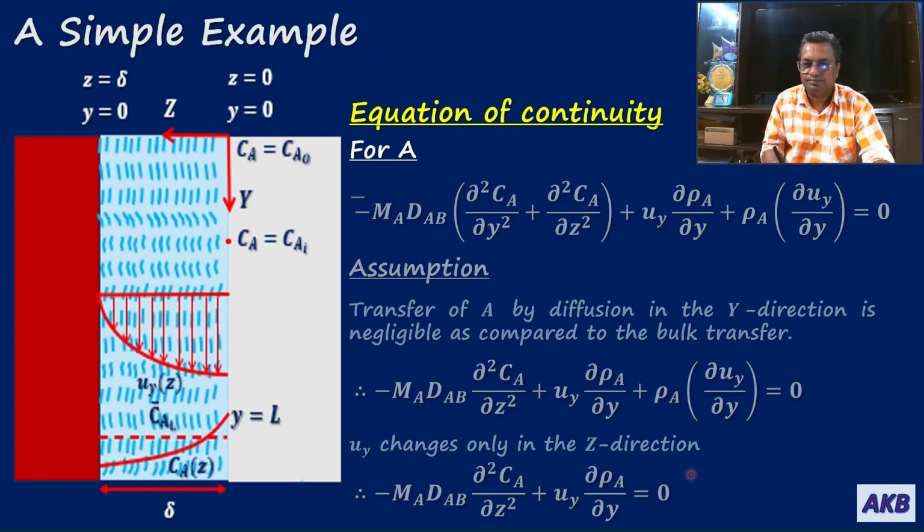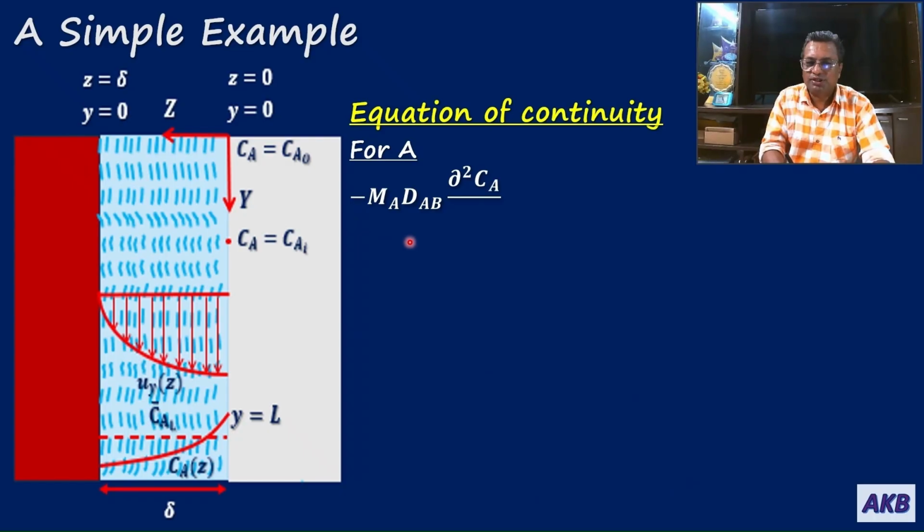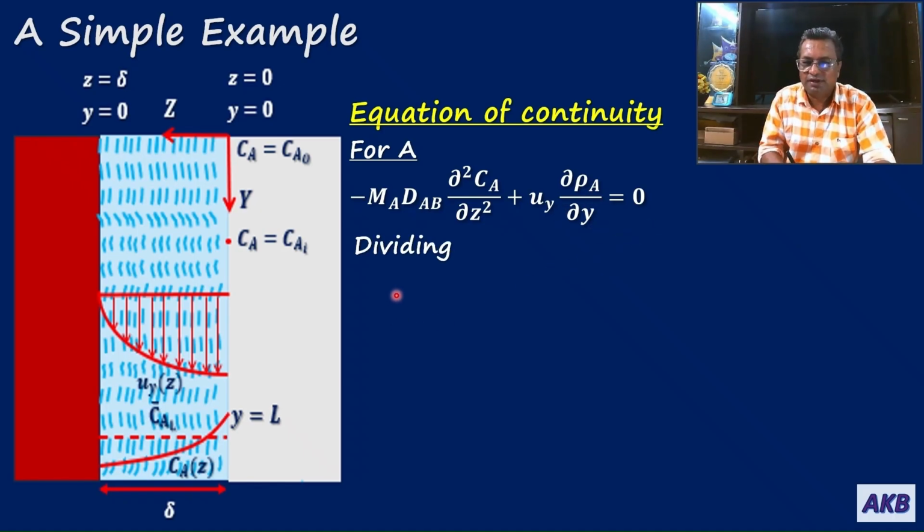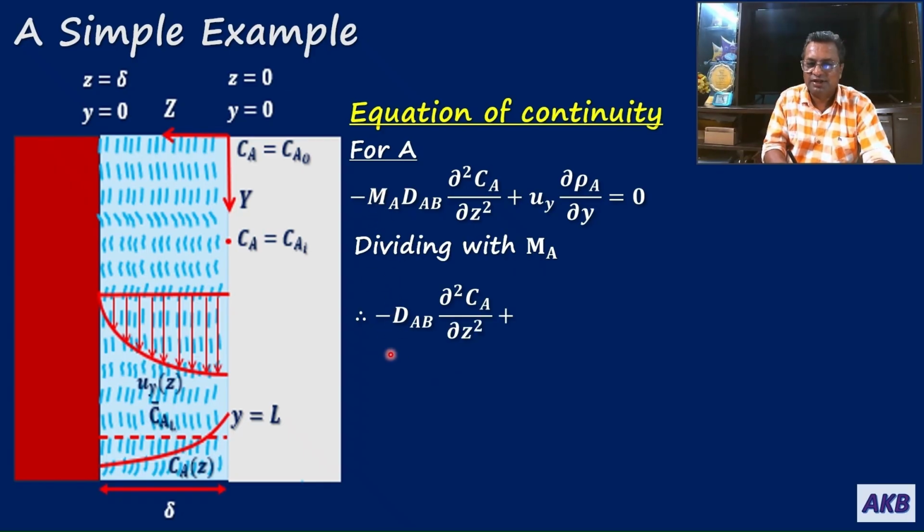Let us move ahead. So previously we got this equation: minus MA into DAB ∂²CA/∂z² plus uy into ∂ρA/∂y is equal to 0. Now what I will do, I will divide this equation with MA, the molecular weight of E. So MA upon MA will get cancelled. So we are left with minus DAB into ∂²CA/∂z² plus uy into, I will divide with MA and take it into the differential, so it will be ∂(ρA/MA)/∂y, that is equal to 0.